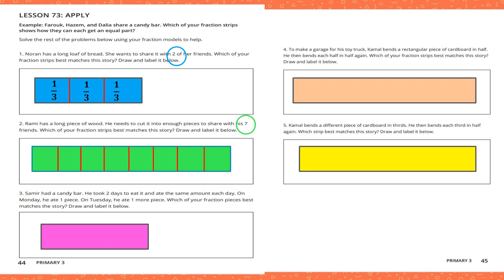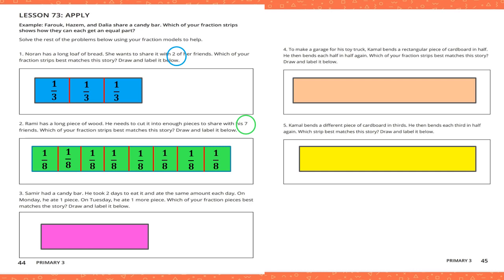And each friend or each person will take 1/8. 1 part from 8 parts. 1/8. Question number 3.